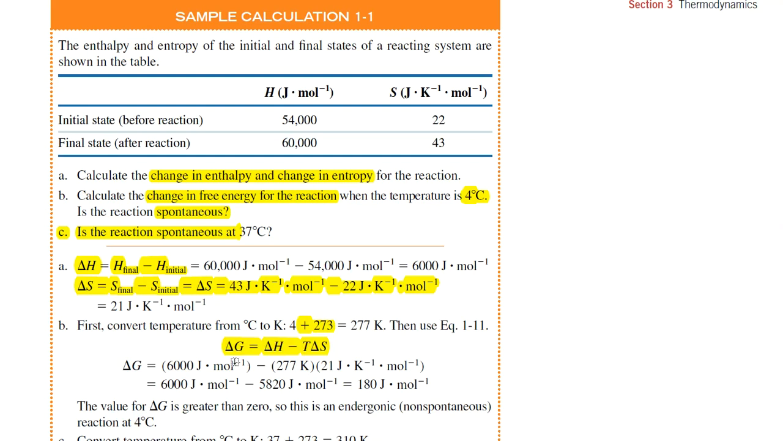Del G's value we will take out. How? We know del H, we know T, we know del S. So we will find the value of del G. Now the value of del G is 180 joule per mole, which is greater than 0. So if the del G value is greater than 0, it is an endergonic reaction, that is a non-spontaneous reaction at 4 degrees centigrade. Now they are asking to find out if the reaction is spontaneous at 37 degrees centigrade.